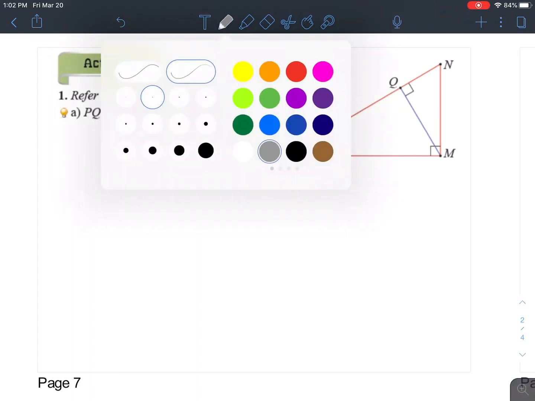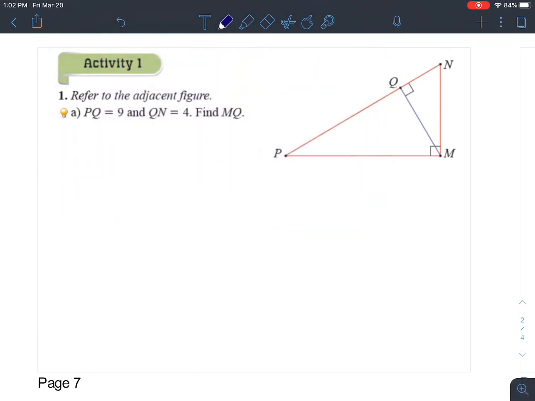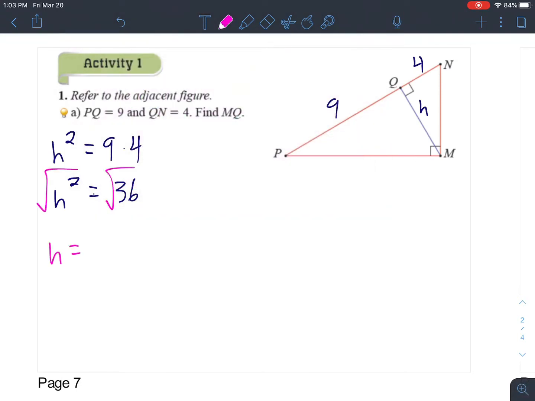Okay, now that you have done that, I am going to demonstrate here. We've got PQ is 9 and we've got QN is 4, and we needed to find MQ, so that's our H. We know from our formula H squared equals 9 times 4. So we get H squared equals 36. And then just the square root of both sides tells us that H is 6. Good.